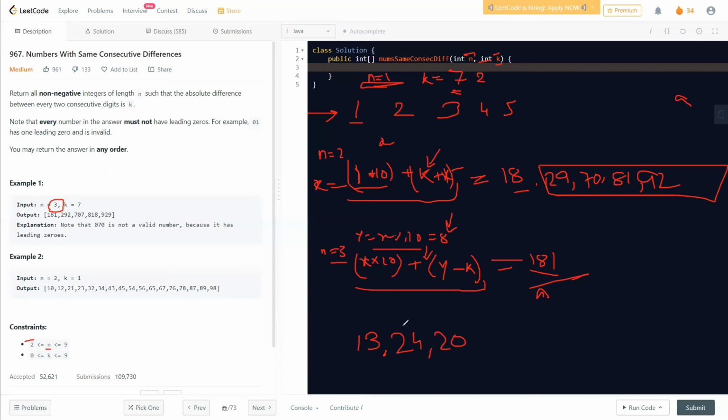Remember, we are checking y minus k is greater than or equal to 0, or y plus k is less than 10. If both are possible, like 2 plus 2 is 4, less than 10, and 2 minus 2 is greater than or equal to 0, then we are just adding both. So this is what we need to do. This is what the idea is.